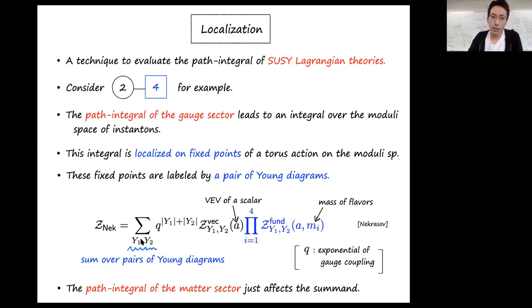And what is important here is that this sum appears because of the path integral of the gauge sector. As I said before, this sum comes from the sum over the fixed points on the moduli space, and that is coming from the path integral of the gauge sector. And in particular, this sum has nothing to do with the path integral of the matter sector. Actually, the path integral of the matter sector gives you this factor. All the effect of the path integral of the matter sector is included in here, okay? So what kind of matter sector you have fixes this factor, okay?